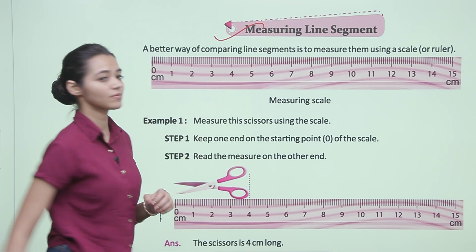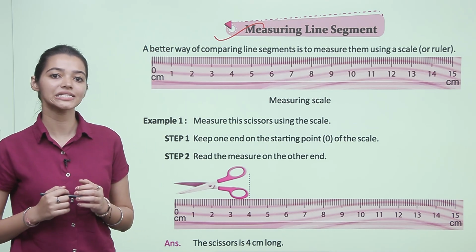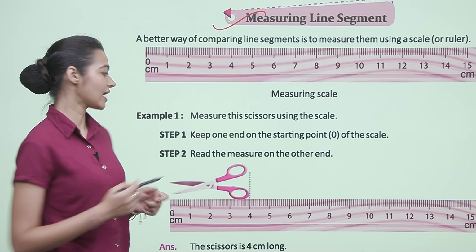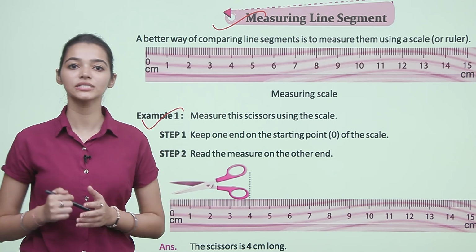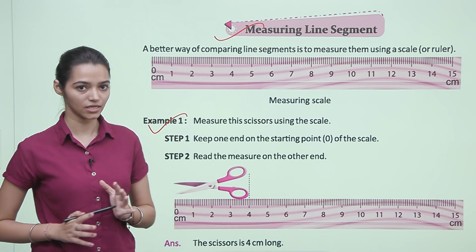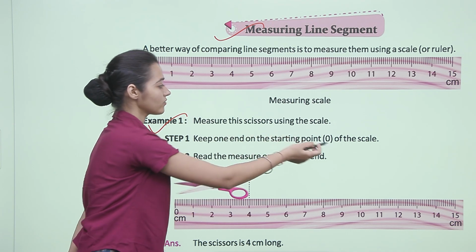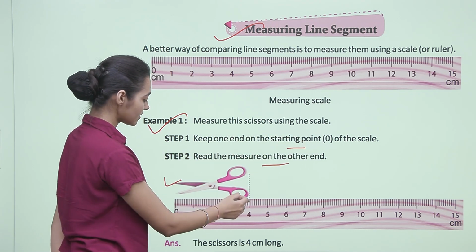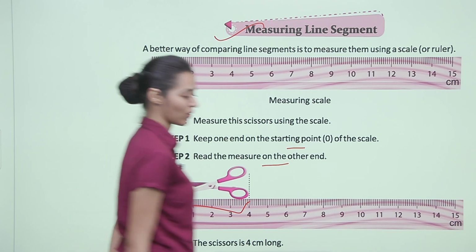Next is measuring a line segment. A better way of comparing line segments is to measure them using a scale or a ruler. This is a measuring scale. Now let's start with example number 1. We have to measure the scissors using the scale. First, we will keep one end of the scissors at the starting point of the scale. Then we will read the measure on the other end. Now the scissors is 4 centimeter long.